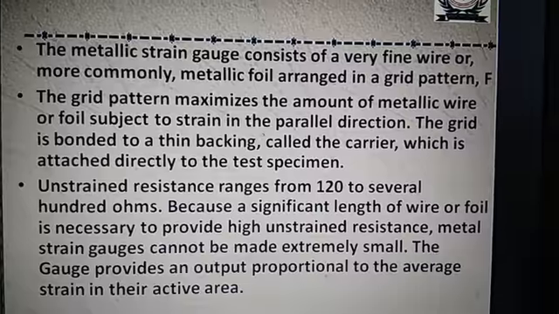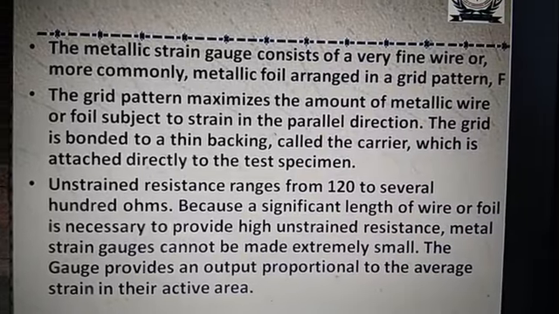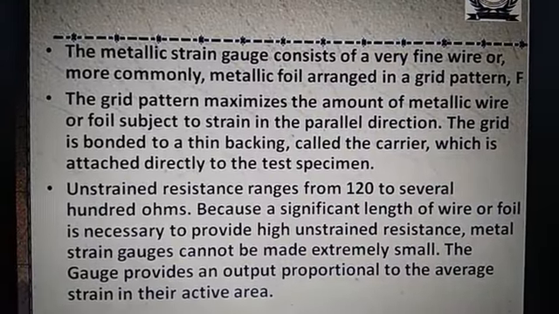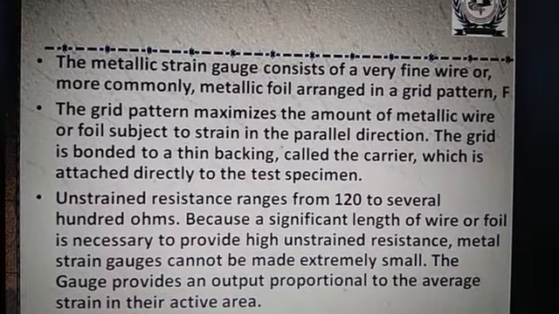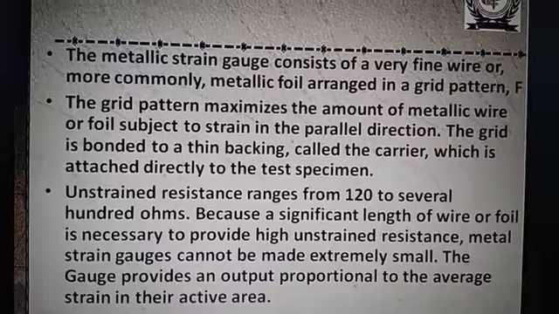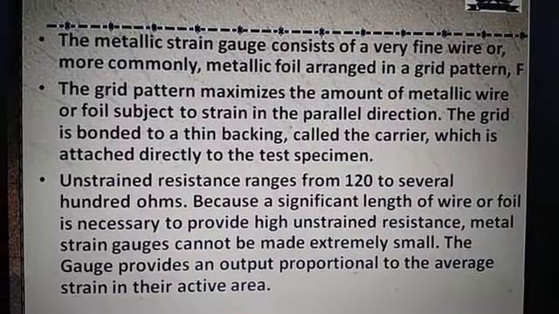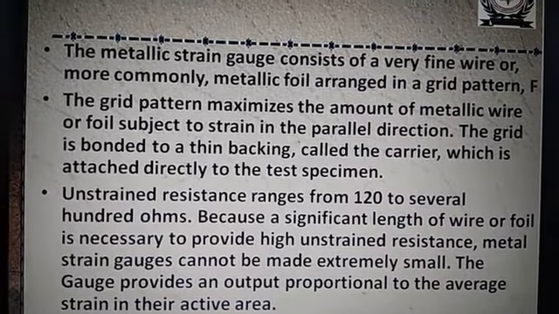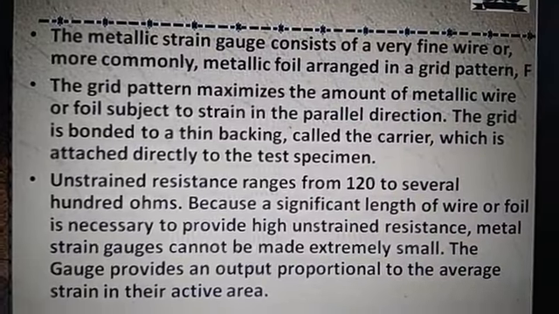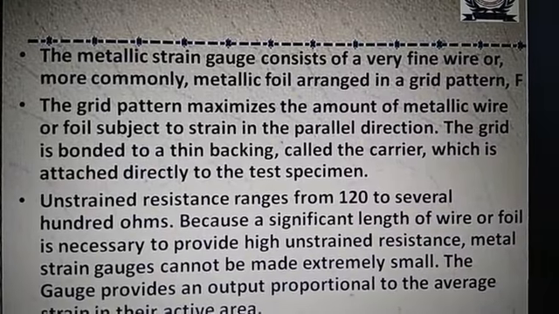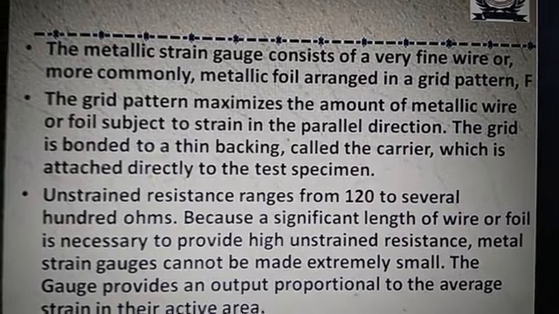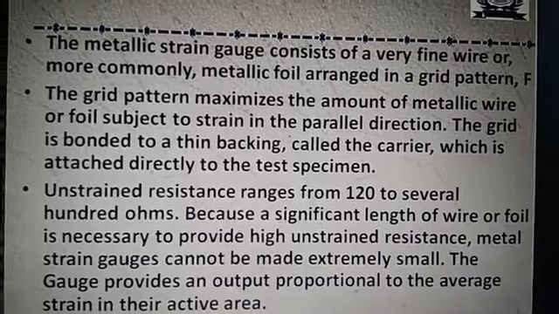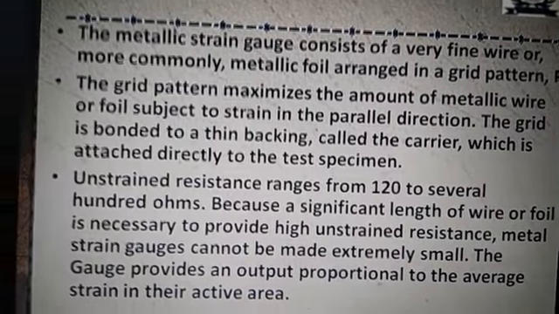The metallic strain gauge consists of very fine wire, or more commonly metallic foil, arranged in a grid pattern. The grid pattern maximizes the amount of metallic wire or foil subject to a strain in the parallel direction. The grid is bonded to a thin backing called the carrier, which is attached directly to the test specimen.